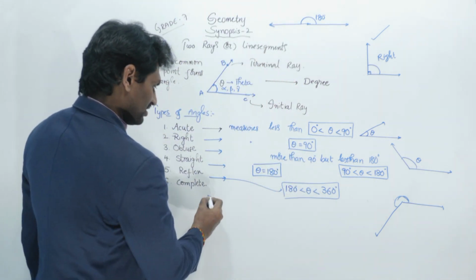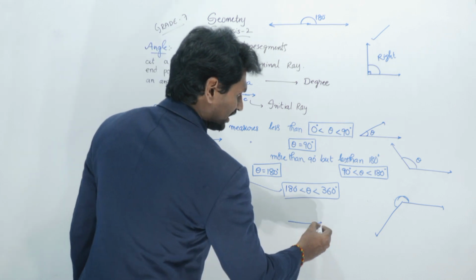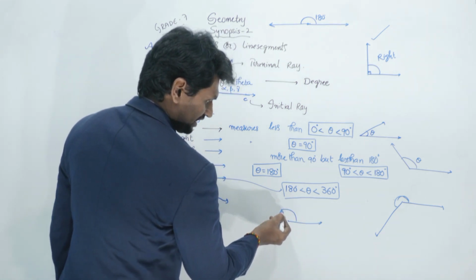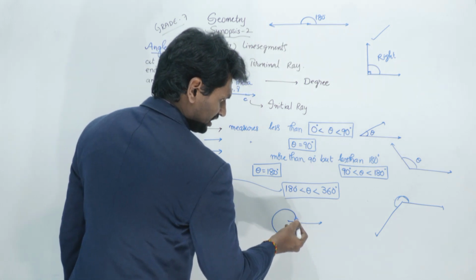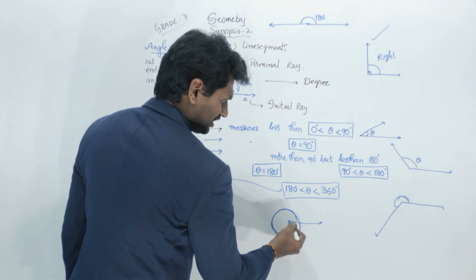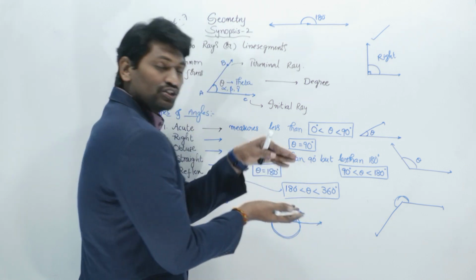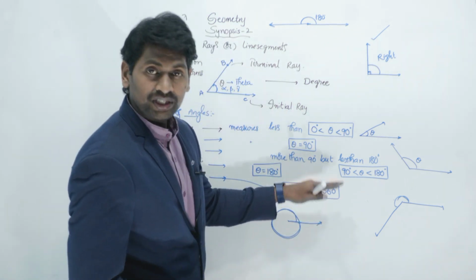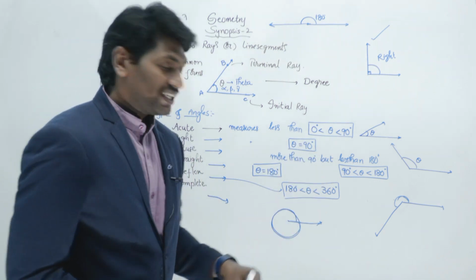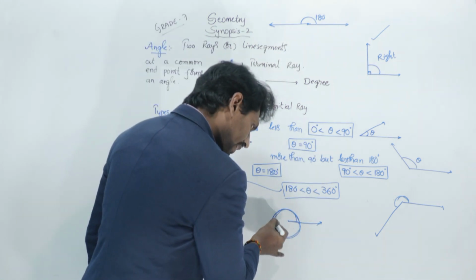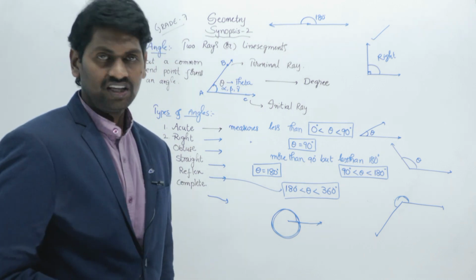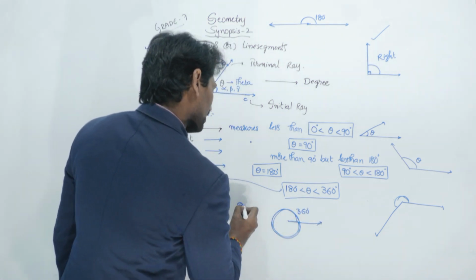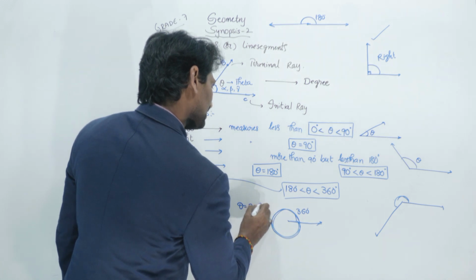Complete angle means the terminal ray and initial ray both coincide. That means it completes one rotation. The terminal ray completes exactly one rotation. Nothing but it gives a circular format. Okay. So this is called a complete angle, which measures exactly 360 degrees.